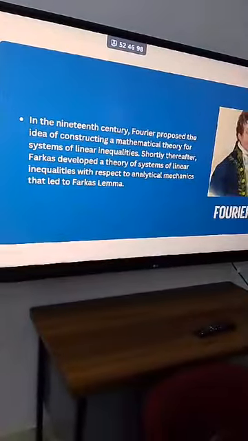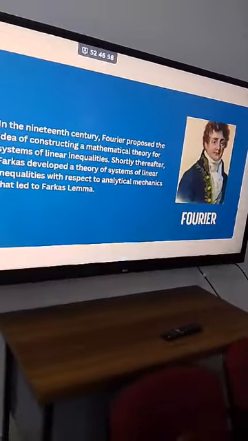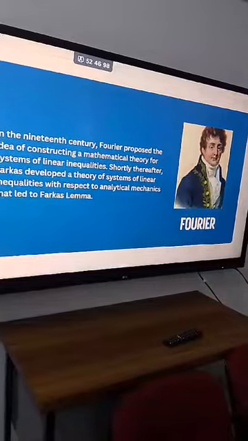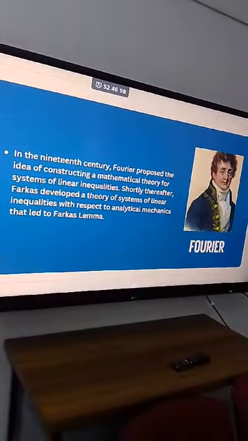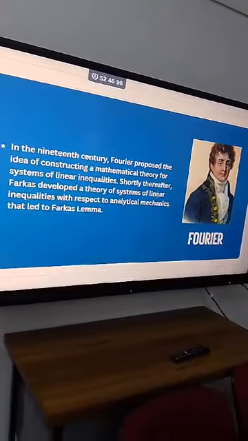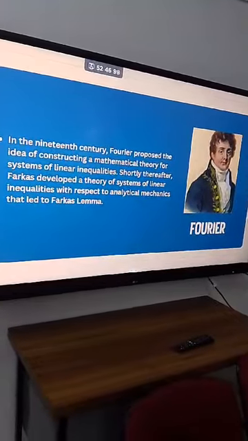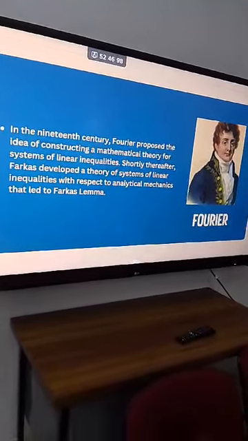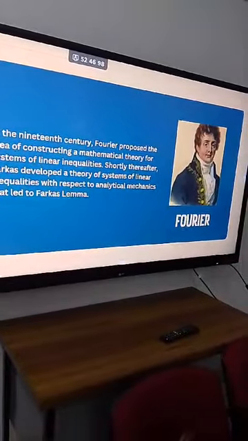Now, in the 19th century, Fourier proposed the idea of constructing a mathematical theory for systems of linear inequalities. Shortly thereafter, Farkas developed a theory of systems of linear inequalities with respect to analytical mechanics that led to Farkas' lemma. Here is Fourier.